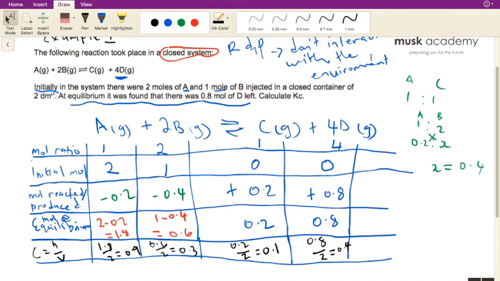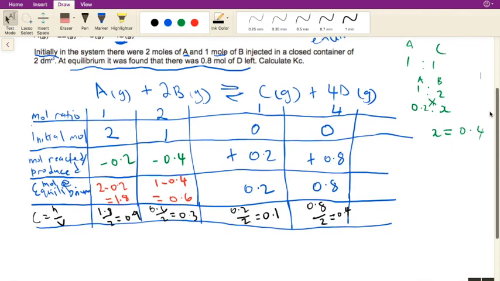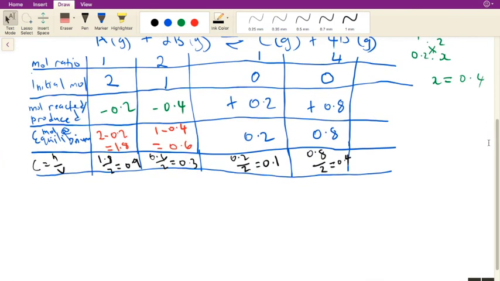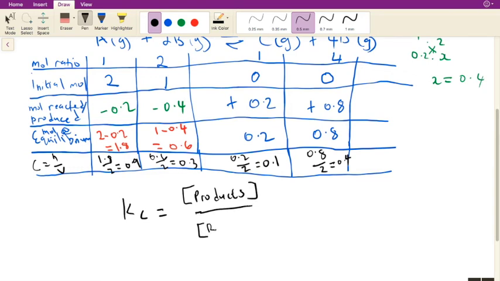So you're not done. Now you've calculated the concentration of your reactants and products at equilibrium. Now what you're really looking for is the Kc, the equilibrium constant. So the Kc expression for this reaction will be products divided by reactants. The concentration of products divided by the concentration of reactants.